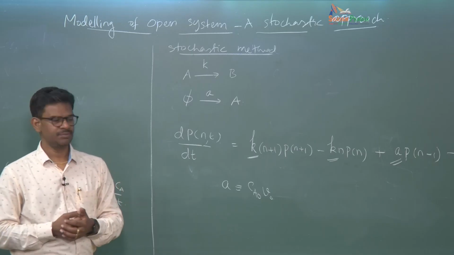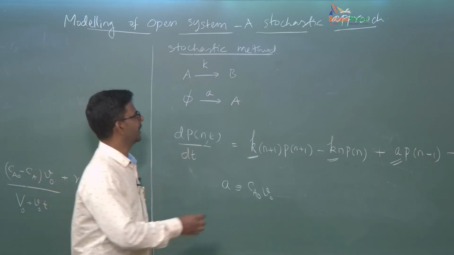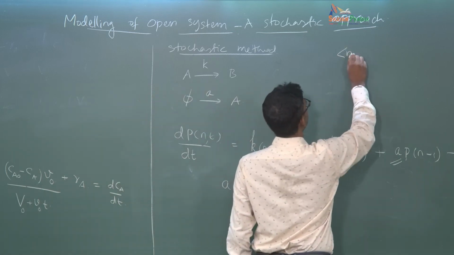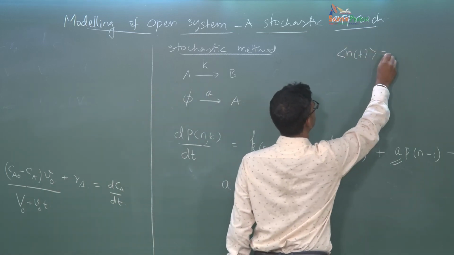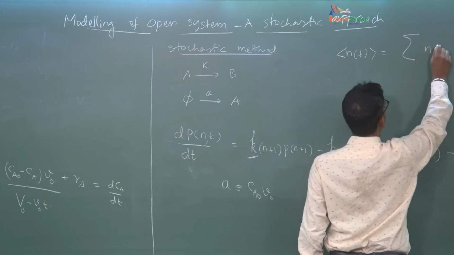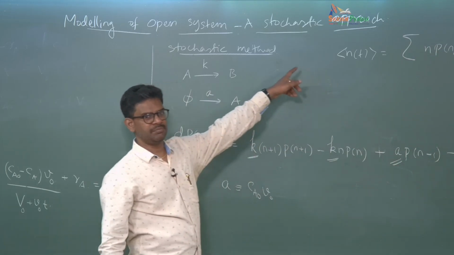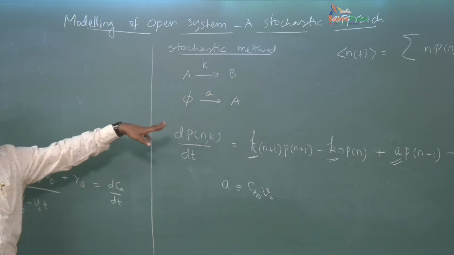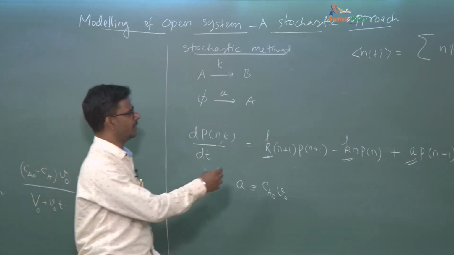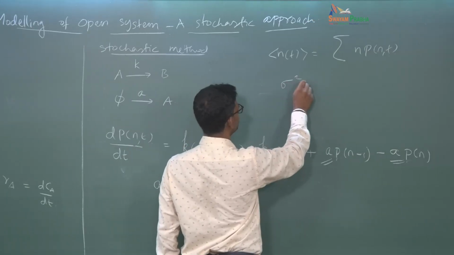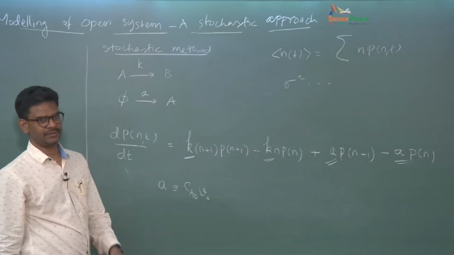Why is that information important? If I have this, I can always find n of t by this. I'll get the mean value of n as a function of time t. And if you want, you can also get the standard deviation, variance, etc., because I know P of n comma t.